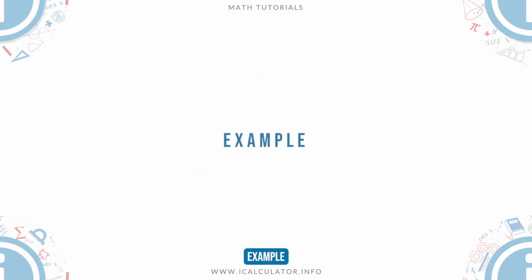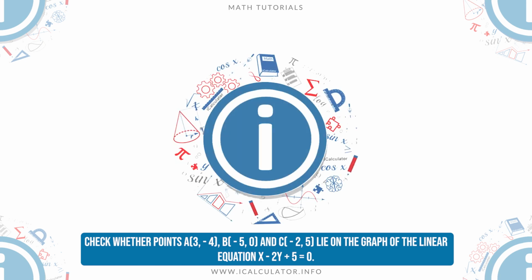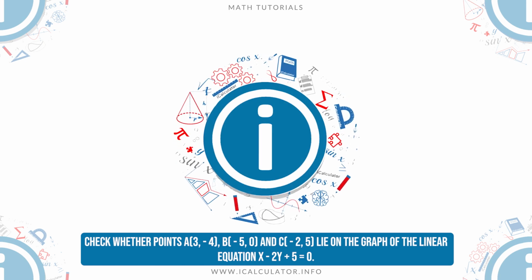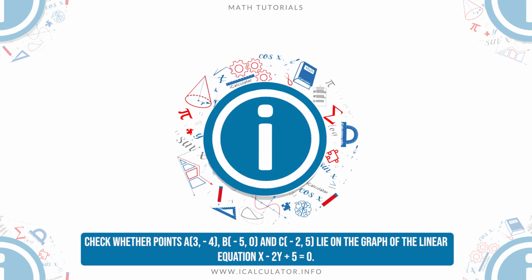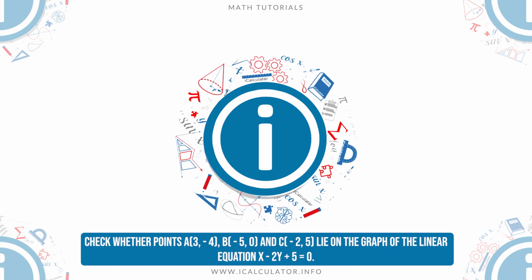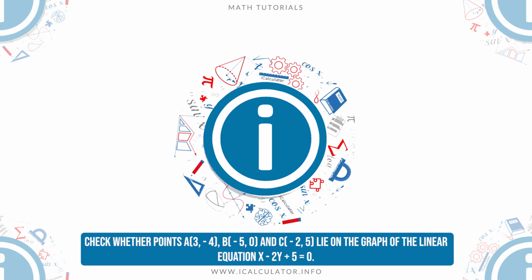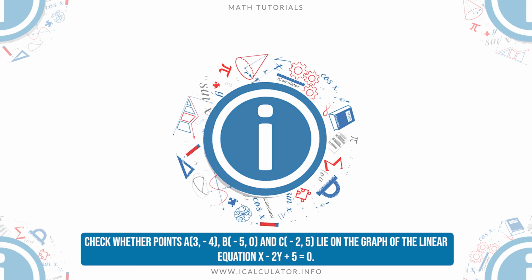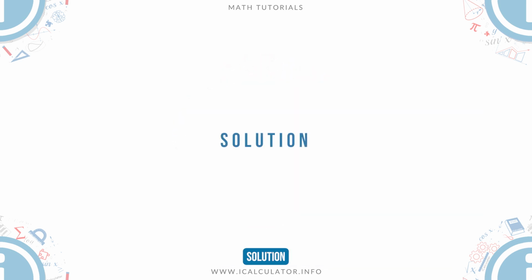Example. Check whether points A (3, -4), B (-5, 0), and C (-2, 5) lie on the graph of the linear equation x minus 2y plus 5 is equal to 0. Solution.